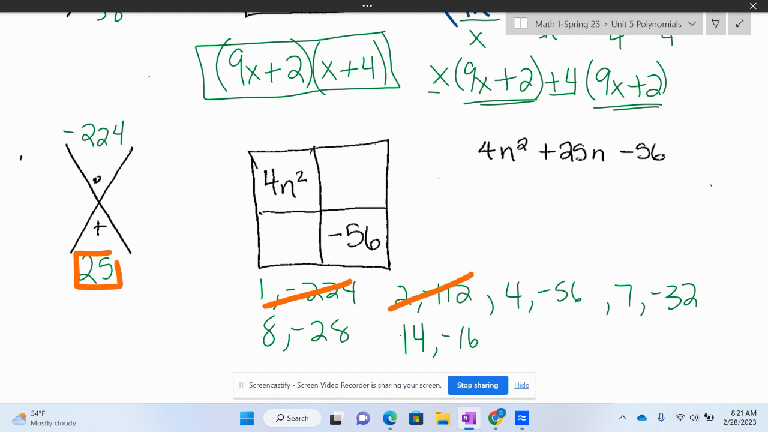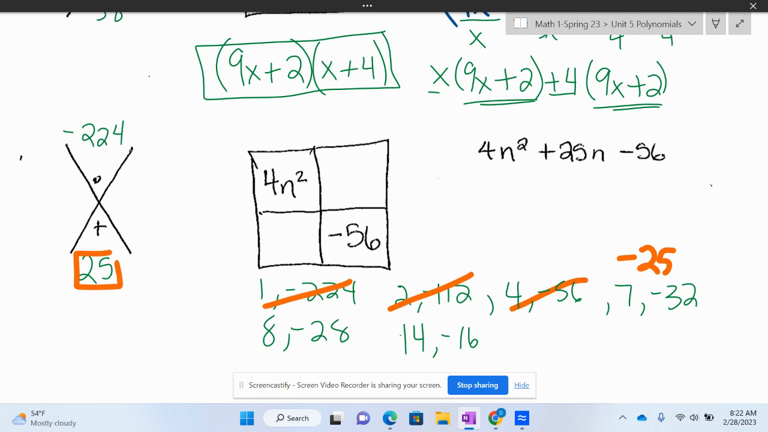Thank you, sir. This is not going to give me a difference of 25. What about negative 32 and positive 7? What's the difference between those two? 25. Yeah, it's actually negative 25.